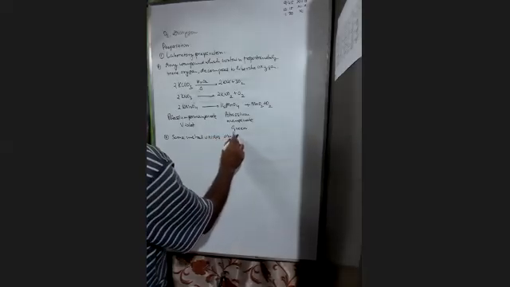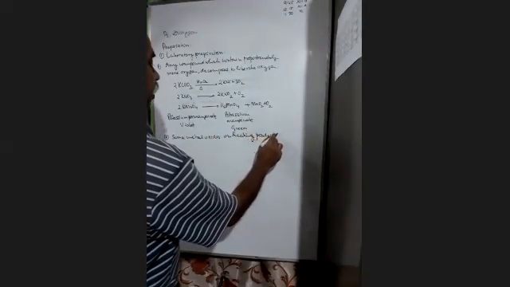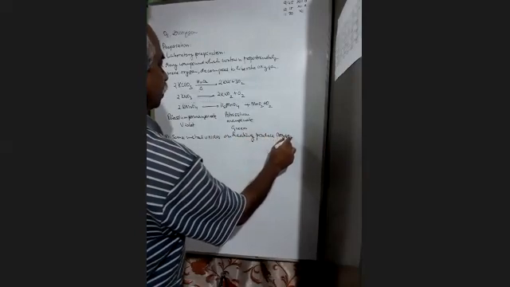Second, B. Some metal oxides, that I have already told you in isolation of elements, on heating produce oxygen. Okay, two examples are there. This is mercuric oxide. Okay, the mercuric oxide and silver oxide. See here, this is silver oxide.